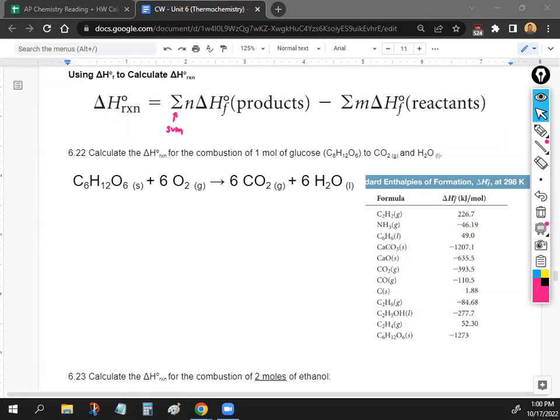Okay, there is one thing that's not on this table, but it was in our notes earlier, but I'll give it to you guys. The enthalpy of water is going to be negative 285.8.